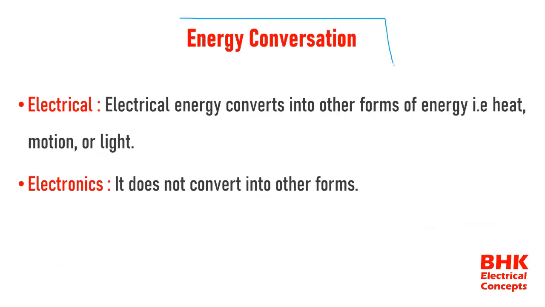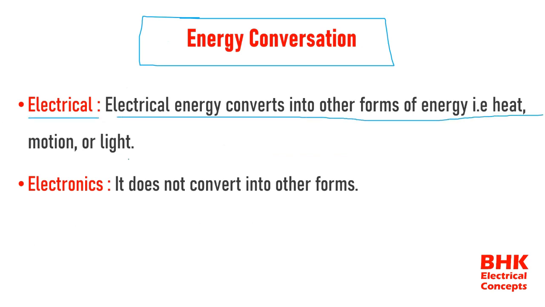Now another thing is energy conversion. In an electrical system, electrical energy converts into other forms of energy, for example heat, motion or light. But in electronics, it does not convert into any other forms.